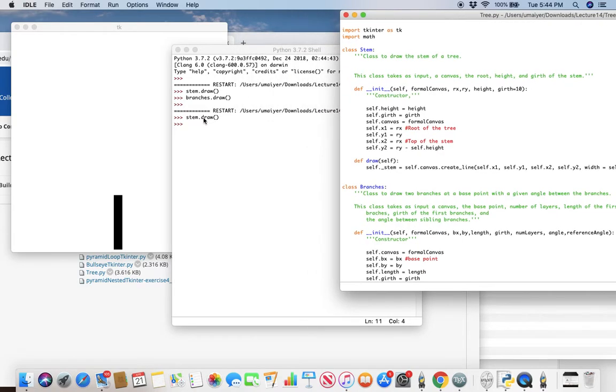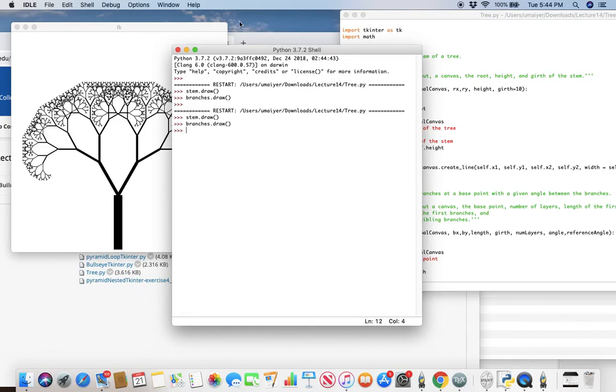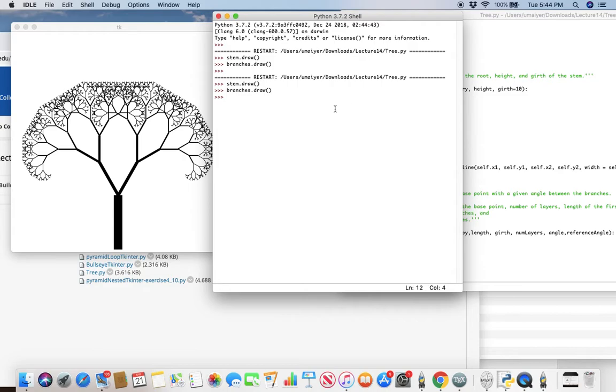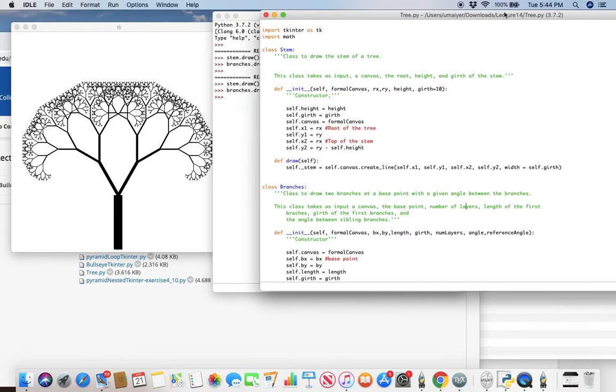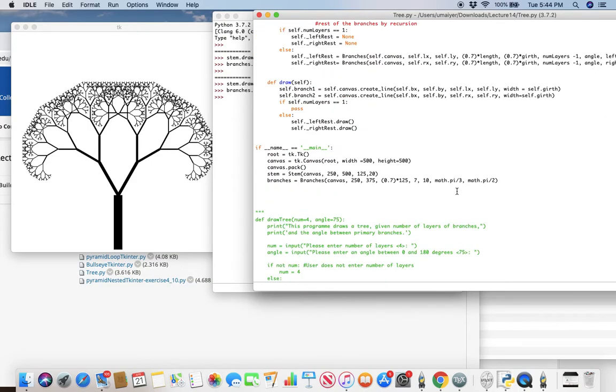Now branches. So let me draw the branches. Okay. So there you go. That's my branches. It doesn't look right. Maybe something changed. So girth was 10, the base case. Branches.